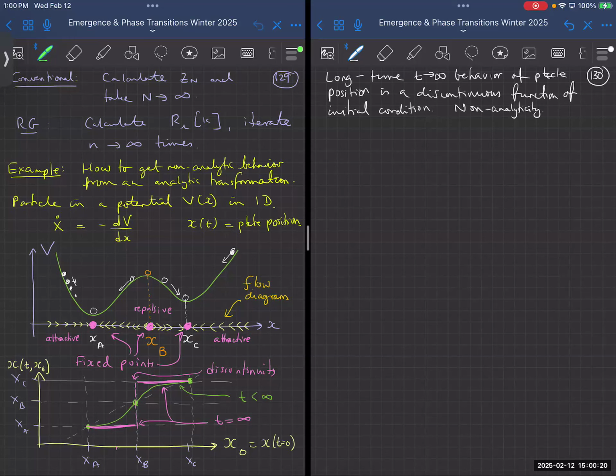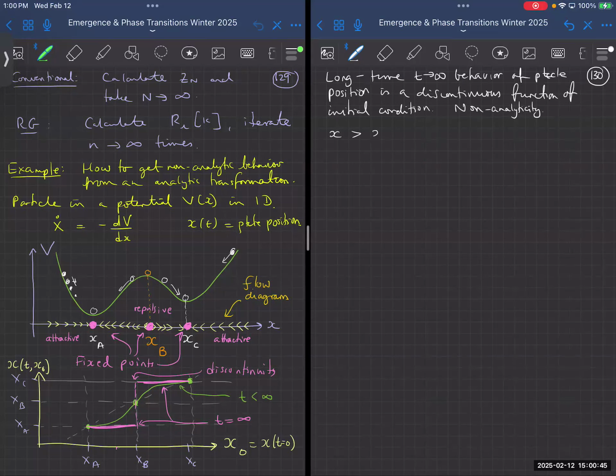So this is a picture of the map. This green curve on the left-hand side is the renormalization group transformation that takes you from the position at time t to your position at time t plus some arbitrary delta t. And then the infinite number of iterations of that will give us this discontinuity. So this is the non-analyticity. And we see that there is different behavior.